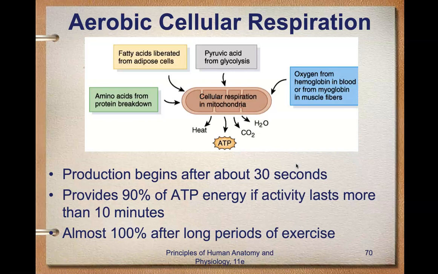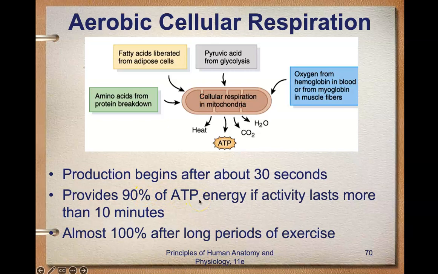I need lots of oxygen. I need more oxygen, okay? And that's because you need to start to switch over to aerobic cellular respiration. And this production begins after about 30 seconds of really intense exercise, okay? And once you hit about the 10-minute point of doing some pretty intense activity, you're going to rely on mostly aerobic cellular respiration. Again, it's going to provide about 90% of your ATP.